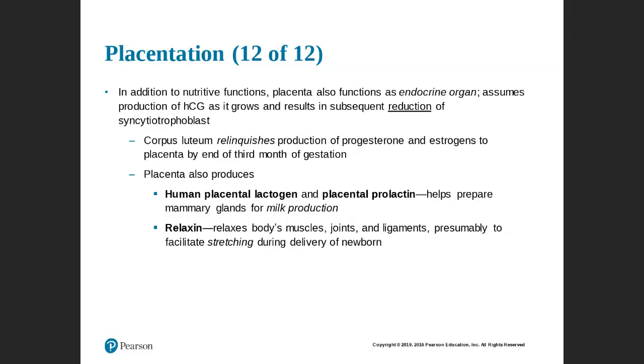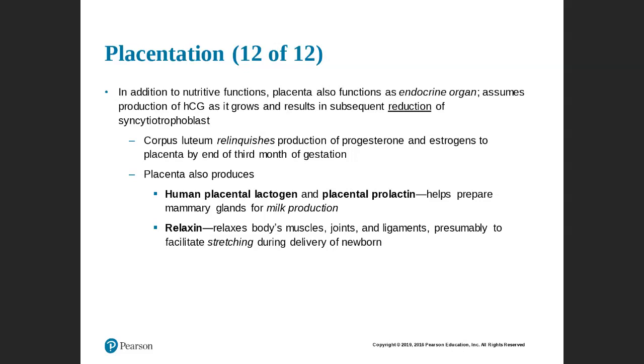In addition to nutritive functions, the placenta also functions as an endocrine organ. It stimulates production of hormones like HCG, and also as the placenta grows, there is a subsequent reduction of the syncytiotrophoblasts. The corpus luteum will also relinquish production of progesterone and estrogen to the placenta by the end of the 3rd month of gestation. What else does the placenta produce?